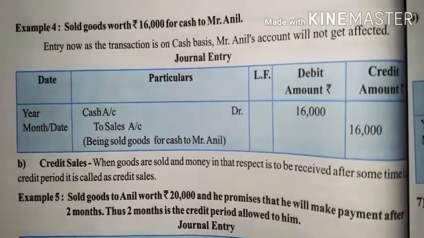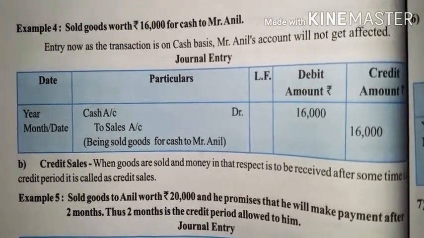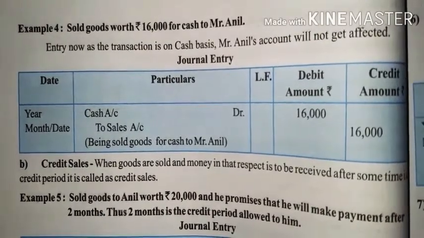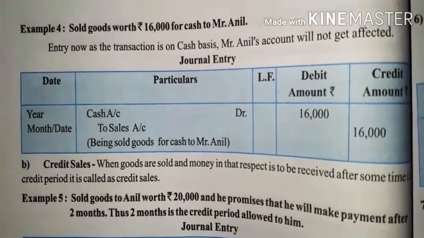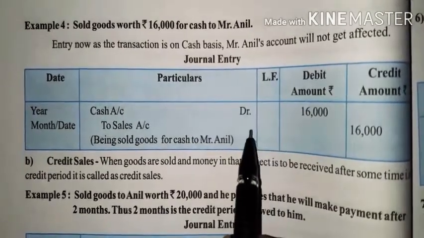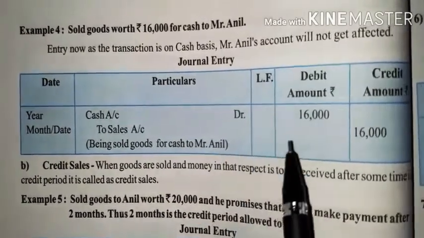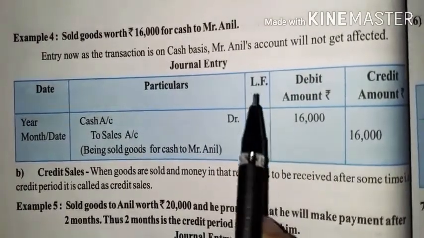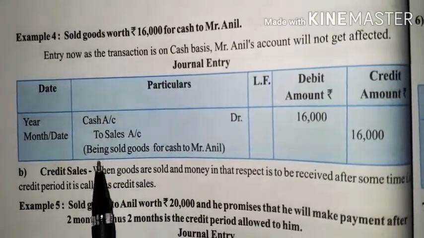Now what is the rule for cash? Debit what comes in and credit what goes out. Cash is a real account, so we are receiving the cash, so debit effect will be given, debit what comes in, and in the debit column you have to write down the amount of the transaction.